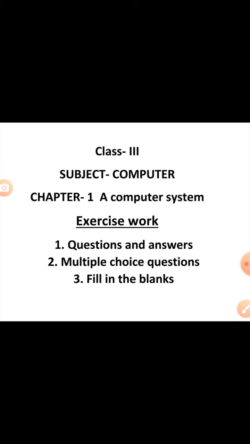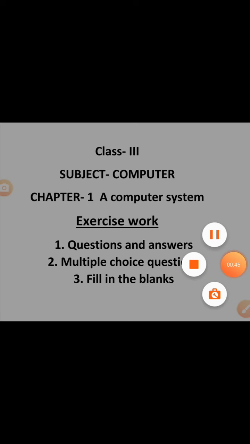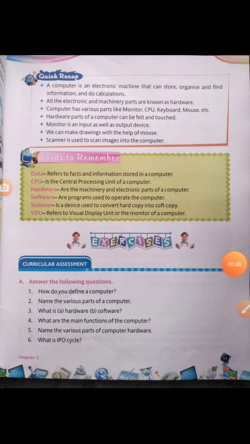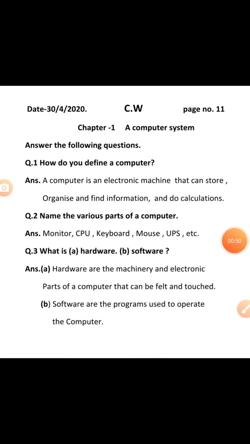Firstly we will do question answer. So students, take out your computer notebook and write down the question answers. See page number 11. Answer the following questions. Students, you have to write in the same way as you can see in this picture. Mention the date, CW, page number 11, chapter 1, computer system. Answer the following questions. Write the first question.